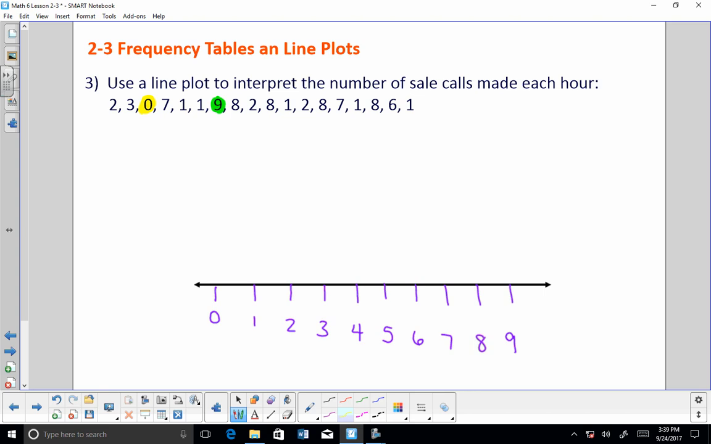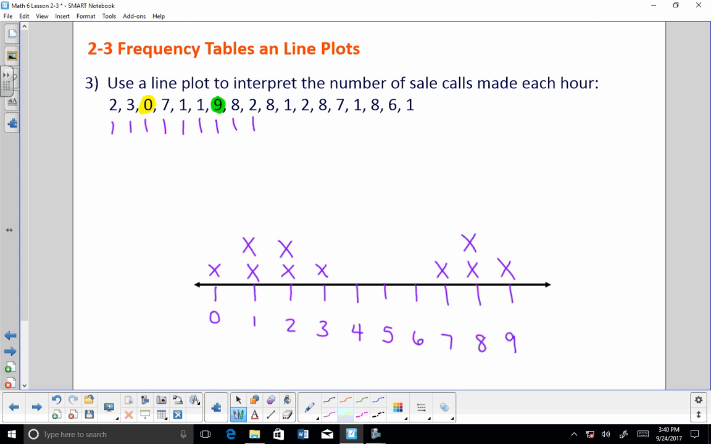So I have a 2, so I'm going to put an X at 2. Then I have an X at 3. Then an X at 0. So I've done this one, and this one. An X at 7, so I'm taking care of that one. 2 X's at 1. So I'll take care of both of those. An X at 9. So I've done that one. An X at 8. Take care of that one. An X at 2. Here's another one over here at 2. Another at 8, so I'll stack that one on top of the first one.